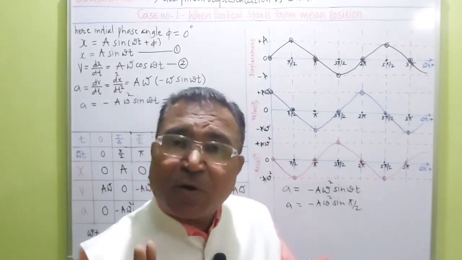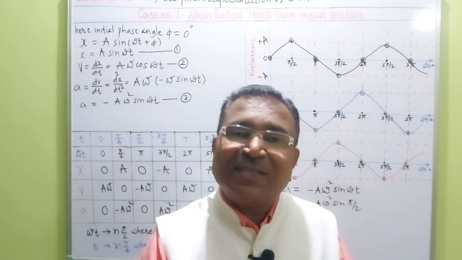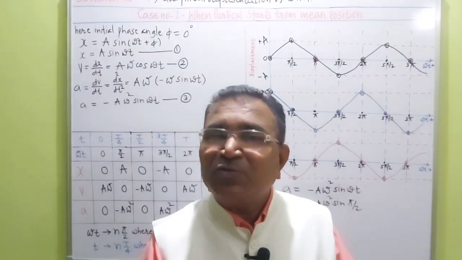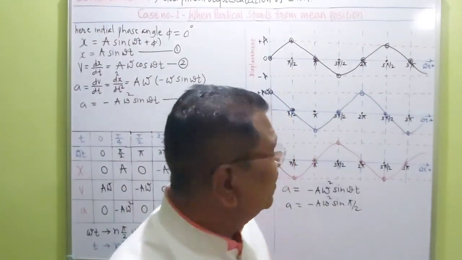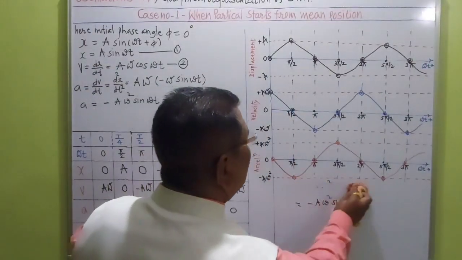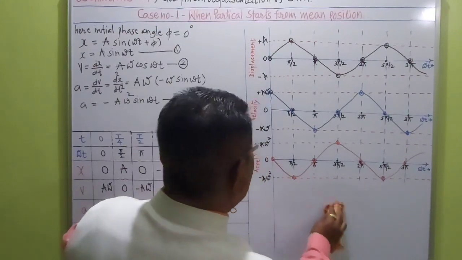Okay, and from the graph now we have to draw the remarks, or we can say the conclusions. So what conclusions are we getting from the graph? So see here, we can write here conclusions.